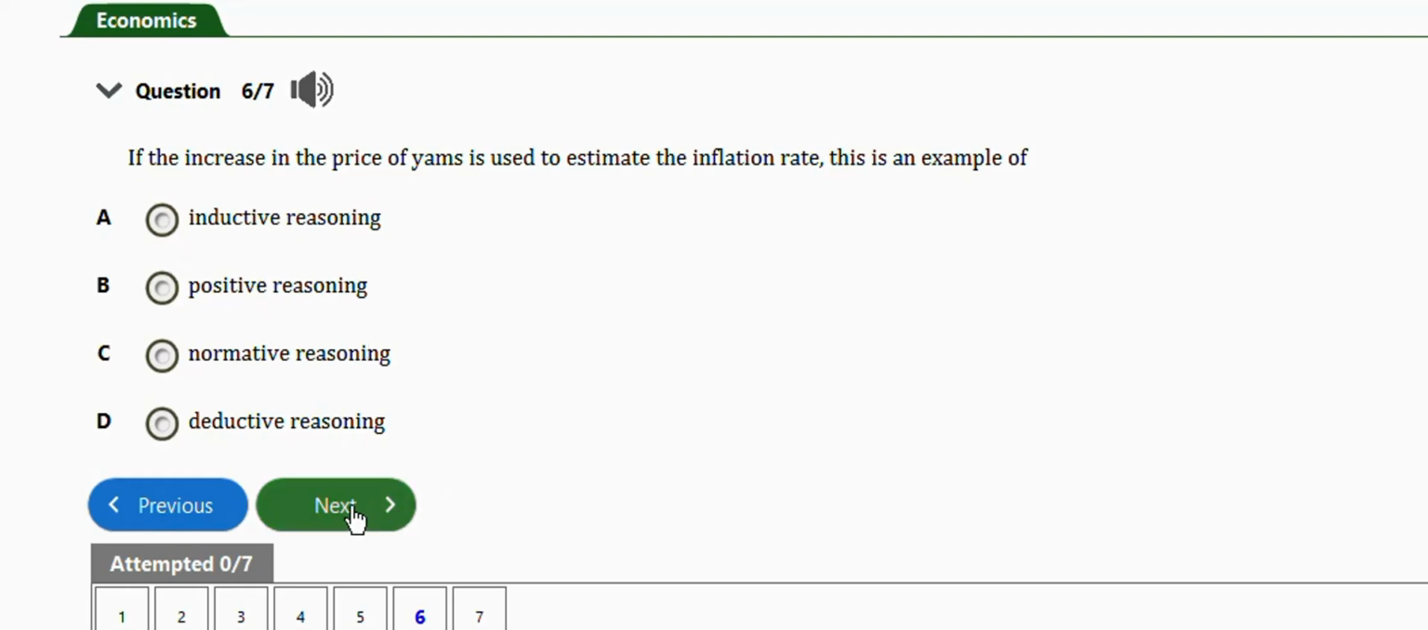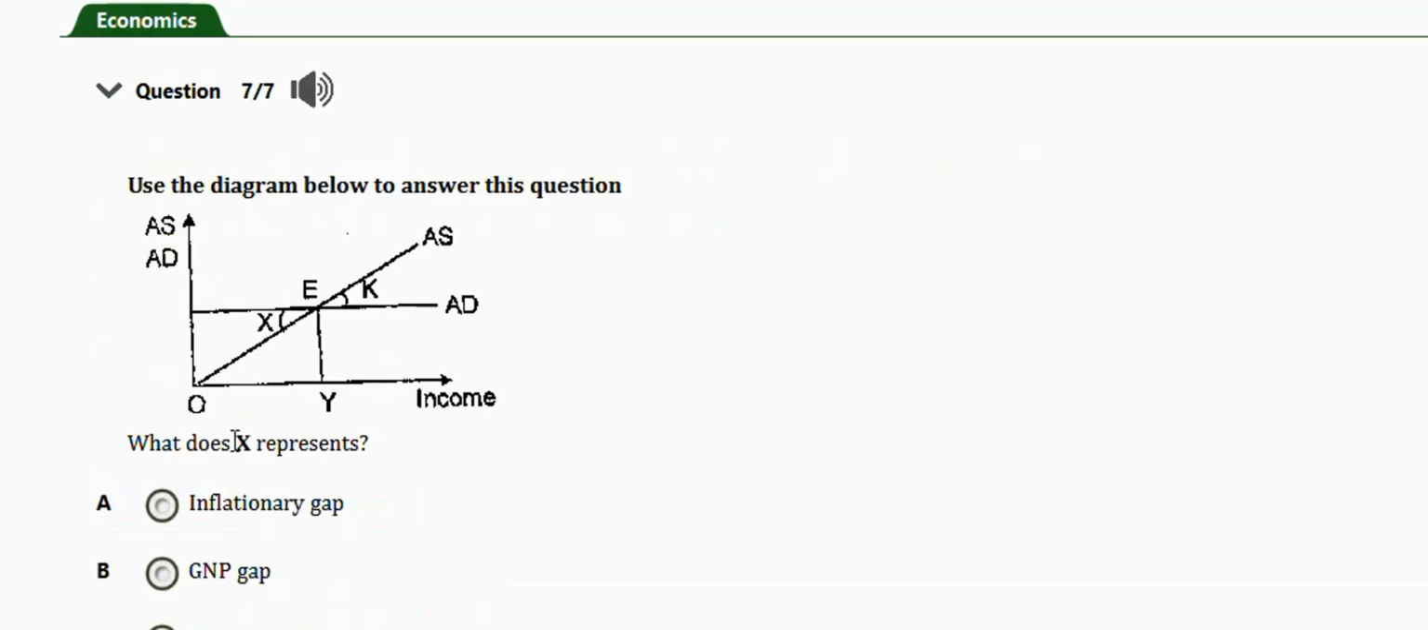Okay, the next question, which is the last one, is this one. It says what does X represent? So I think I've already talked about this. X here represents inflationary gap, okay, whereas the K here represents deflationary gap. So this basically you can do with problems under intro to inflation deflation for your JAMB economics. We practice with 7 repeated questions for this topic.